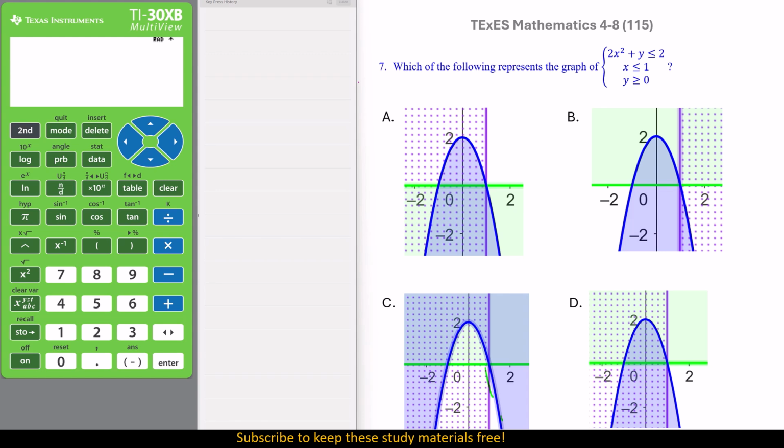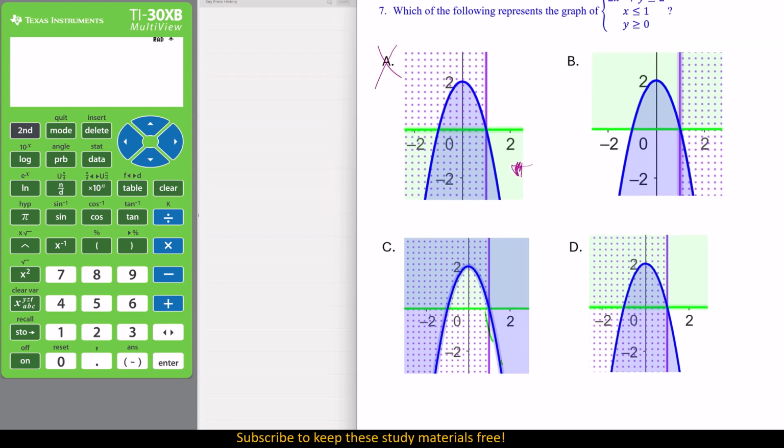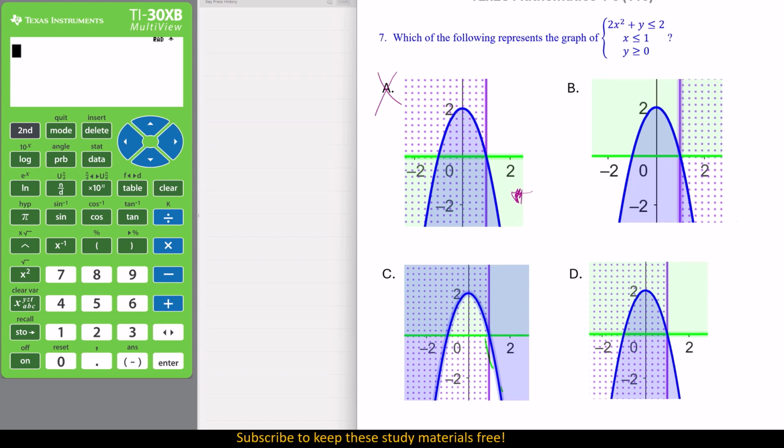Well, A is below. And how do I know which color? Because green is associated here. We're looking at the x-axis, and the only one of these colors that goes below or above the x-axis is the green. So I know that we're looking at the green, and we want the green to be above the axis. We want that positive. So this eliminates A. That's the only one we can eliminate with that.